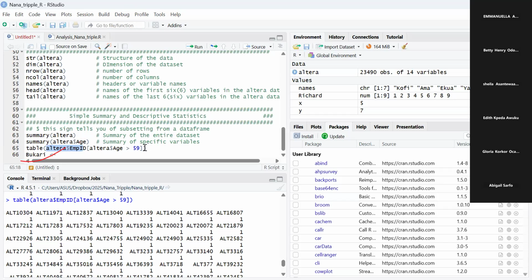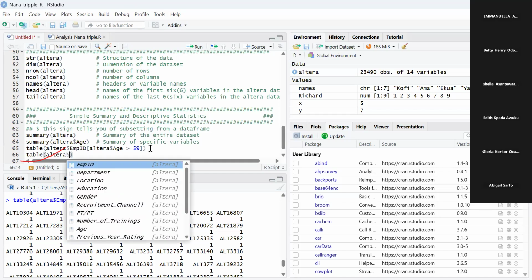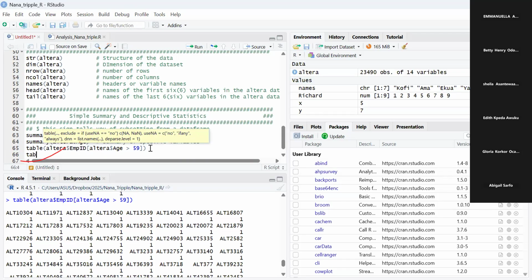So it's a subset of the bigger one. So for example, just as you have typed, we can type Altera, let's say female. Let me see. No, let me not go female, male now, because let's swallow this simple one before I begin to bring you the difficult one.